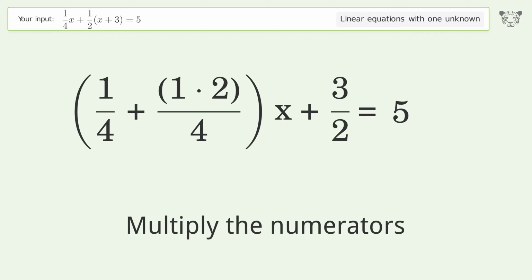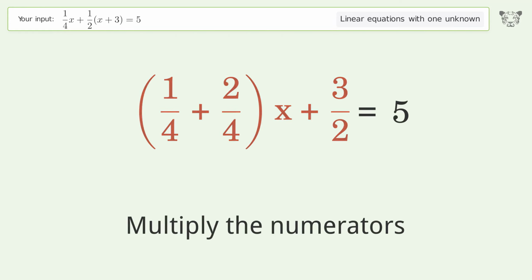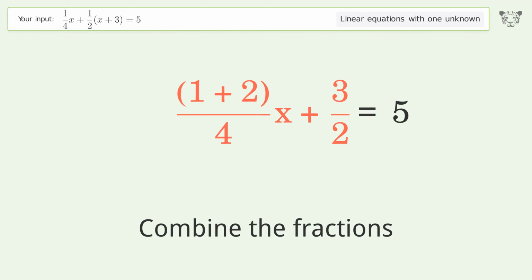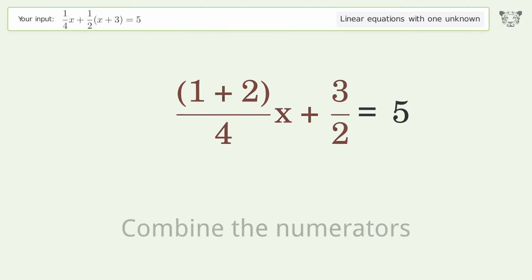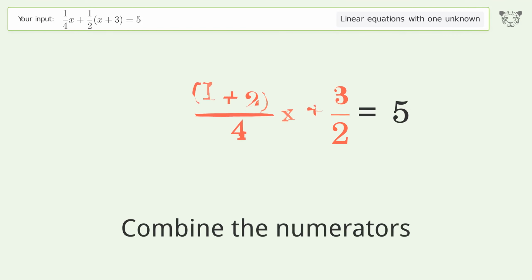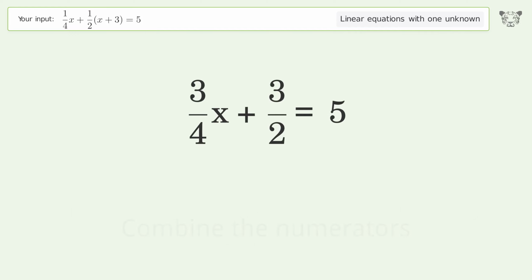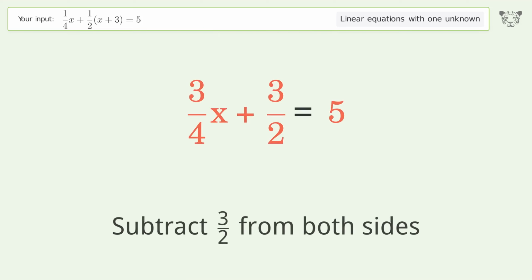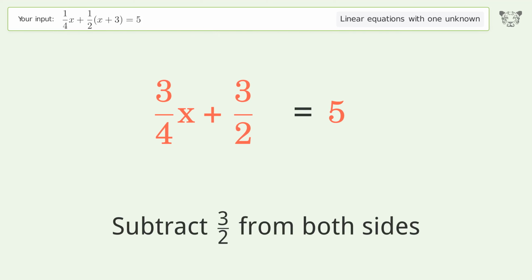Multiply the numerators. Combine the fractions. Combine the numerators. Group all constants on the right side of the equation. Subtract 3/2 from both sides.